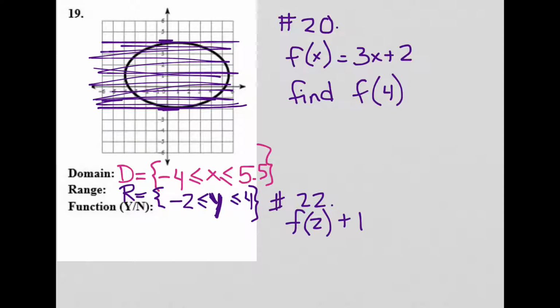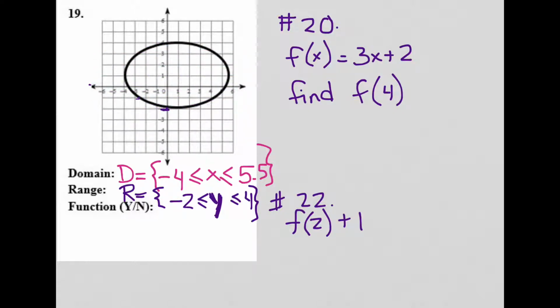Is this a function, yes or no? Well, if I erase all my scratch marks and I apply the vertical line test, that is a big fat no. My vertical line has crossed through the function twice, and so no, an oval or an ellipse is not a function. Okay, let's practice again using our function notation at the bottom of the page.